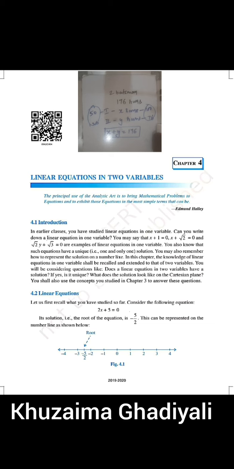Now in the next video we will see how we can show the graphical representation of this linear equation in two variables on the graph.